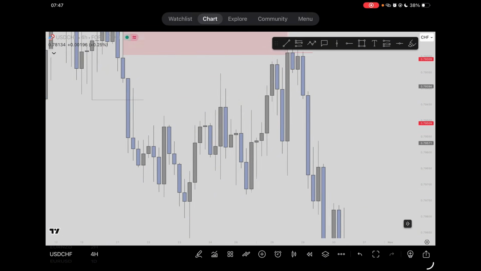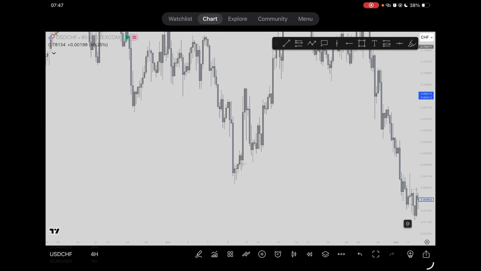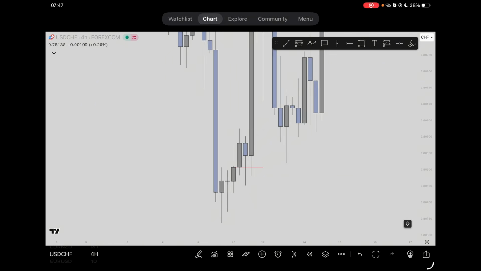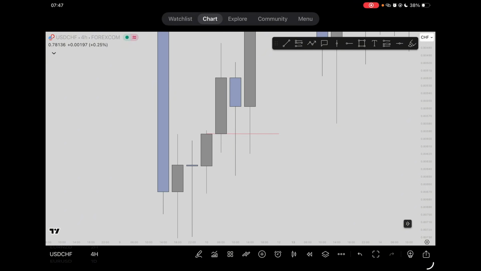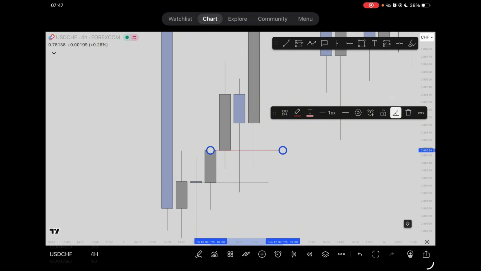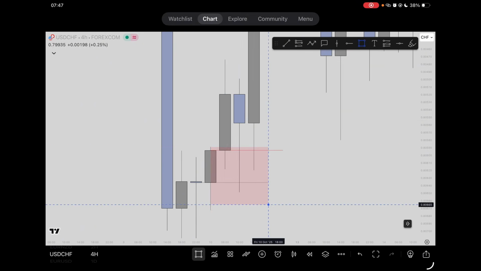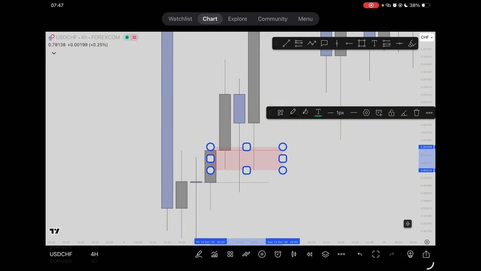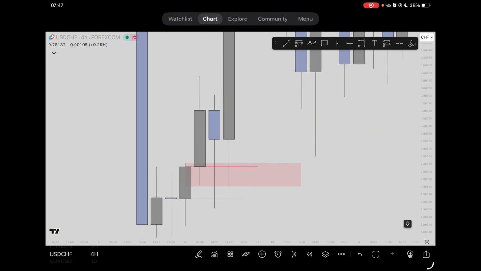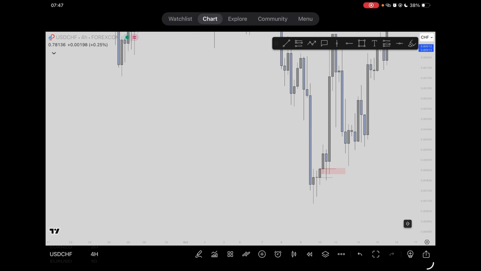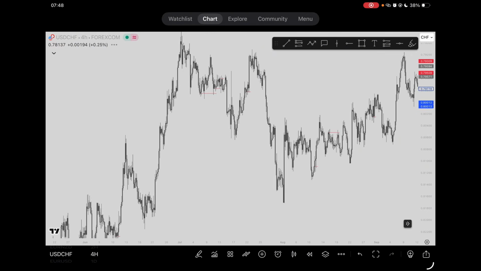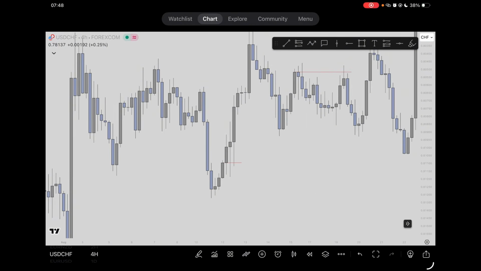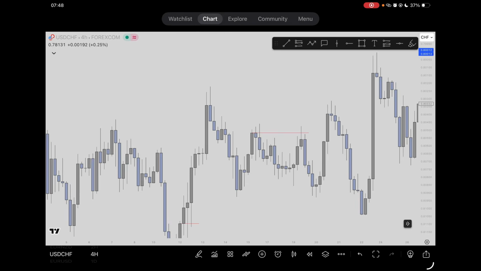So let us check for more right here. There are more. I marked them out here. You already have your breakouts right here. If you miss this move right here, you shouldn't miss this one right here. So it just keeps going on like that. There are more. I marked a lot. You can see this always comes back.